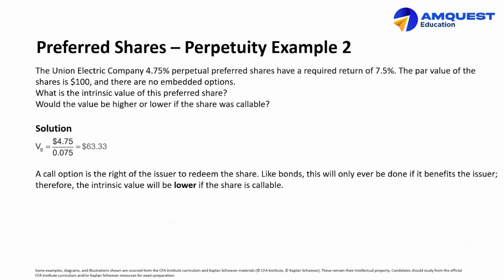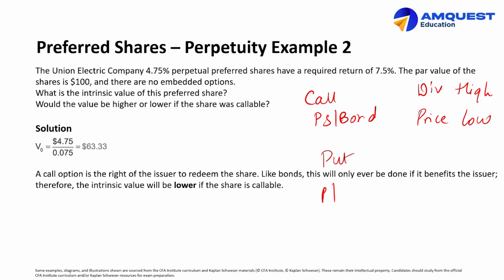So the conclusion over here: if it is a callable preference share or a bond, two things must happen. Either the dividend should be high or the price should be low, and vice versa for puttable preference shares or bonds. The dividend expectation is low and people are ready to pay a premium, so the price will be high. So remember this for the exam, and this slide is taken care of.